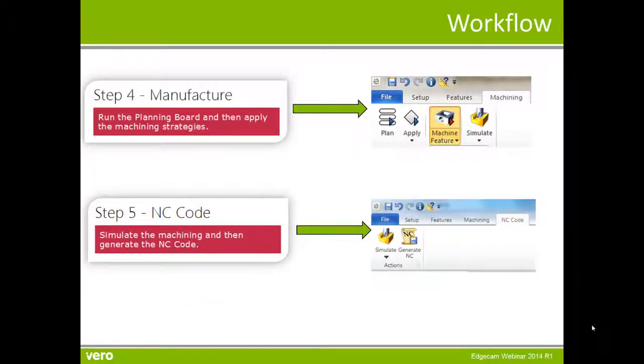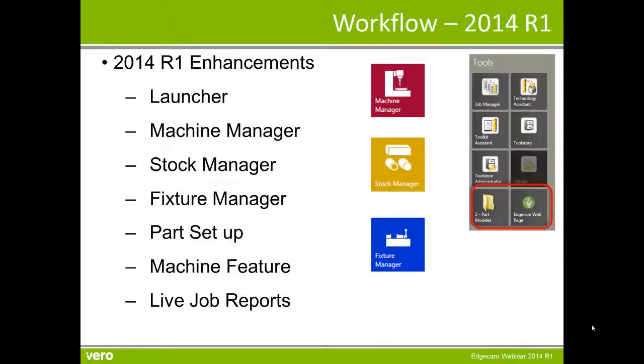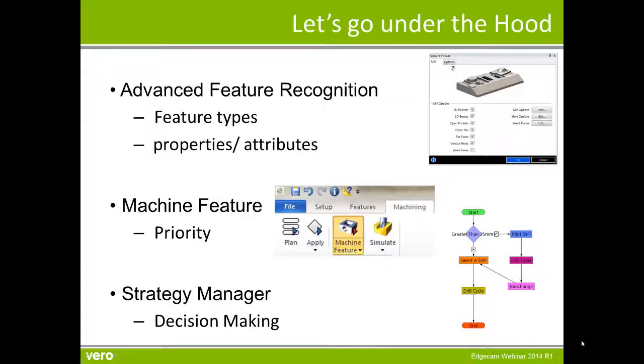and the job reports. In 2014 R1 we've been working hard in all the areas of workflow to make improvements based on customer feedback. We've seen enhancements in the machine manager, stock and fixture managers, as well as moving through into workflow looking at part setup, introducing a new command, machine feature, and also the live job reports which we saw briefly before. As well as looking at some of the new enhancements in 2014 R1, let's go under the hood and look a little bit closer at some of the technology that's being used within workflow.